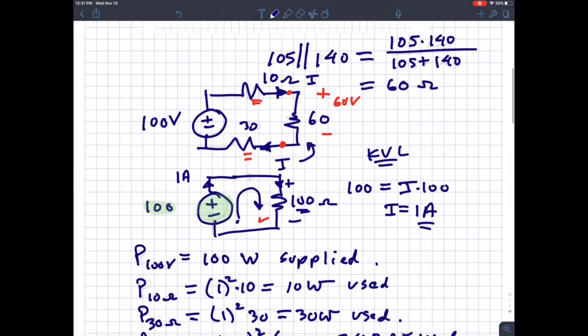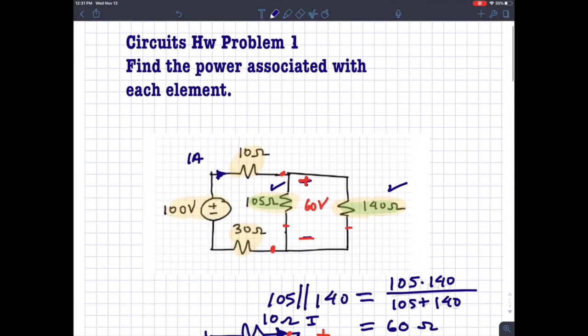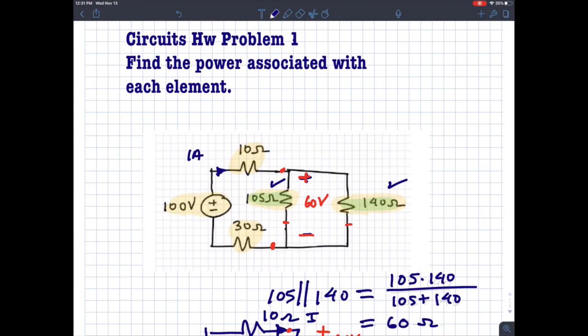So that's how to walk your way through finding the power associated with a simple circuit by using an equivalent circuit approach.